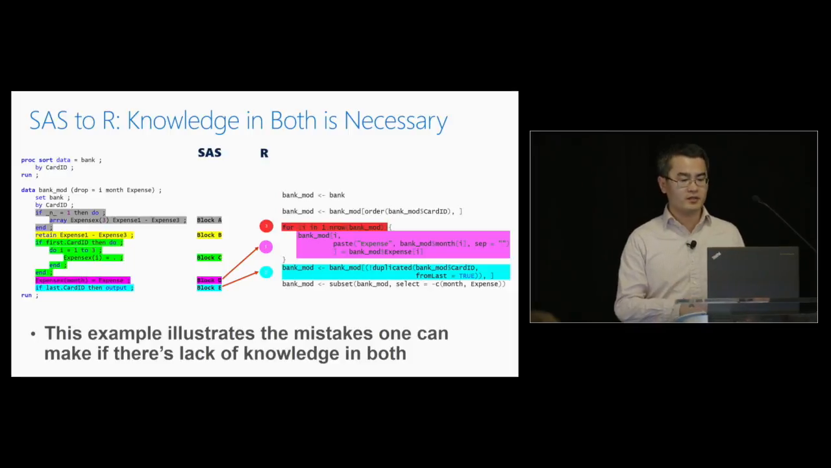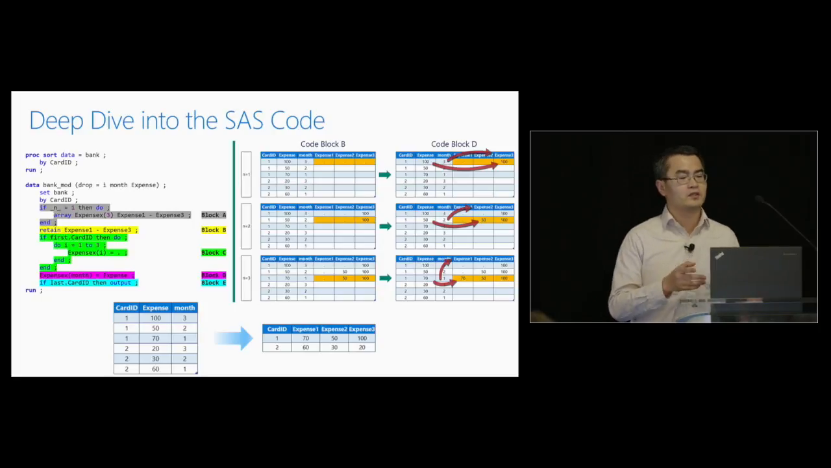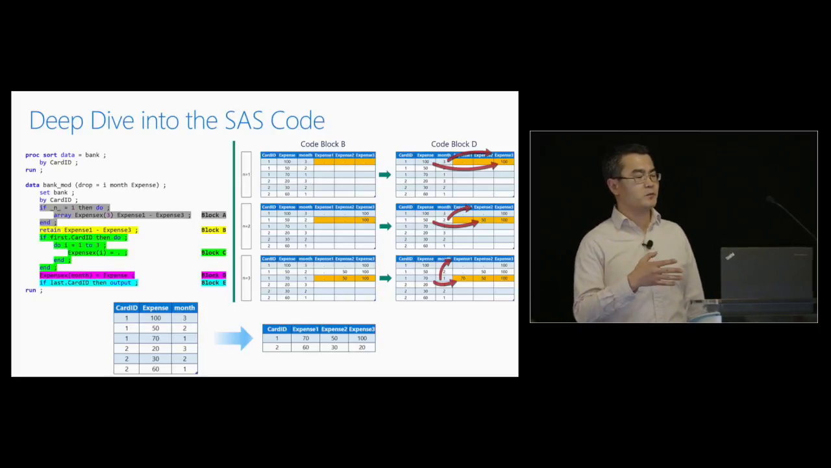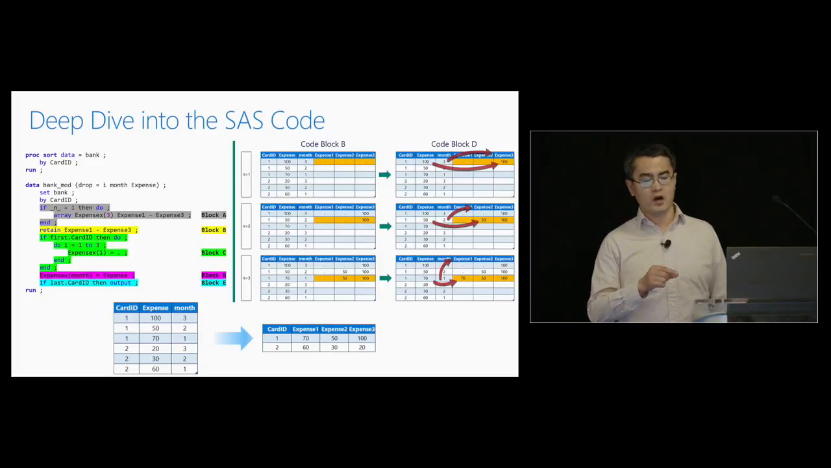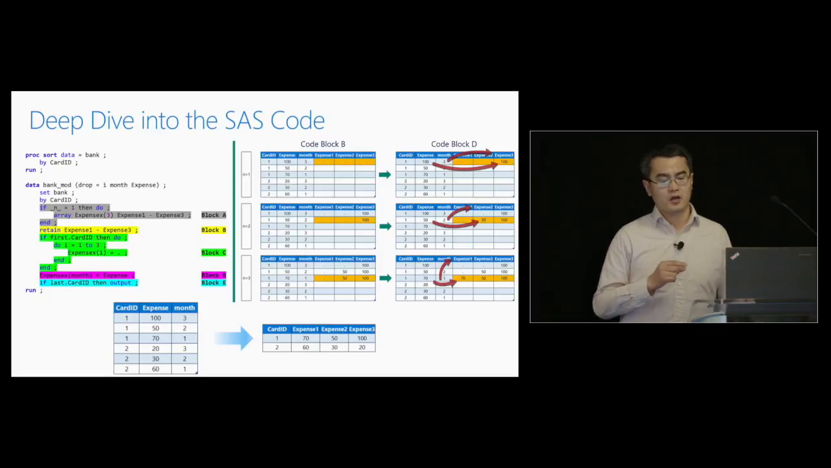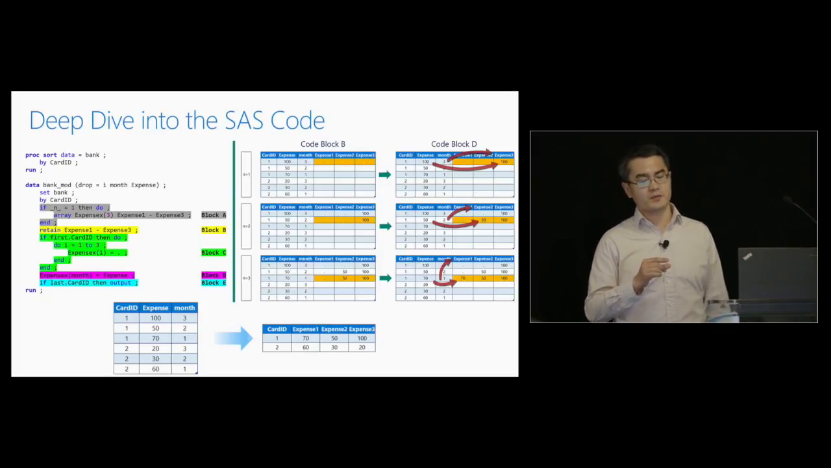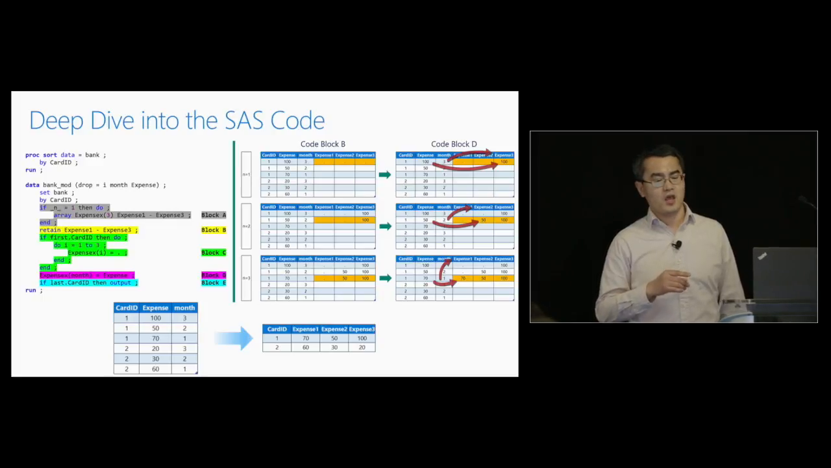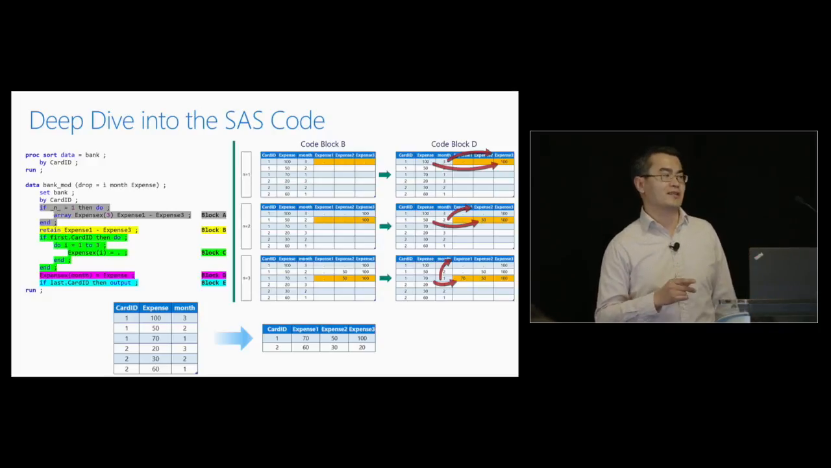Now let's look at why this is wrong. Here to the left, we have the SAS code we just looked at. And to the bottom left, there is a small data set. In this data set, we have 3 columns: card ID, expense, and month. We have 2 cards, card ID 1 and 2. For each card, there are 3 rows, which correspond to the expense information over 3 months. Here to the top right, there is a graph showing how this data set is being processed by SAS.